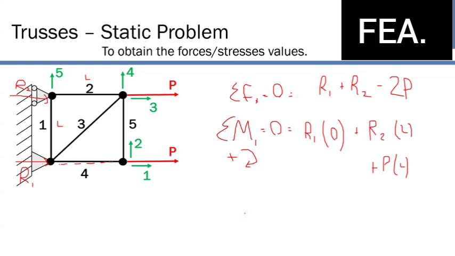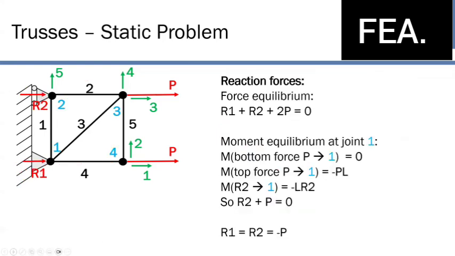So looking at the system, we can pretty obviously see that R1 is going to be equal to R2, equals minus P, right? That makes sense? Okay, so with that said, we can confirm our answers. Yep, exactly what we talked about. R1 is equal to R2 equals minus P, so we're good over there.